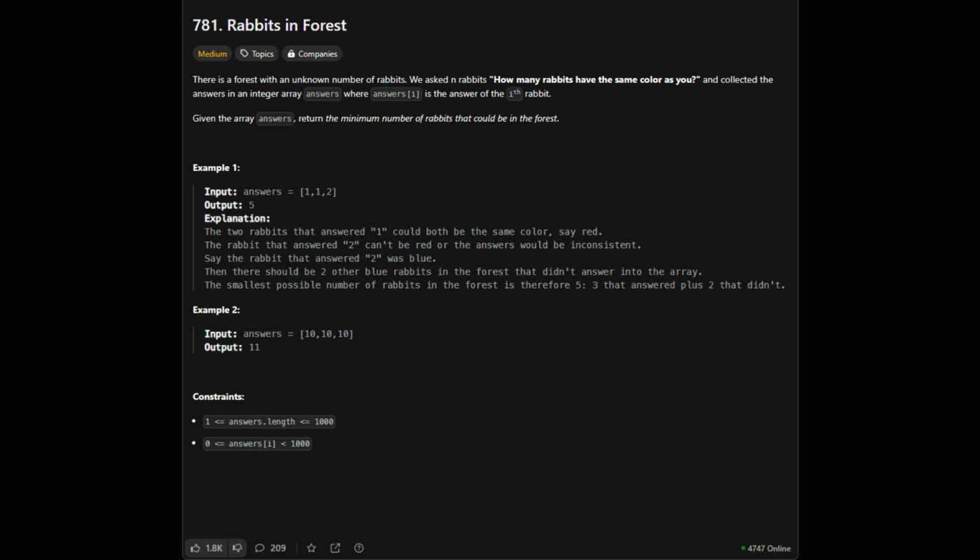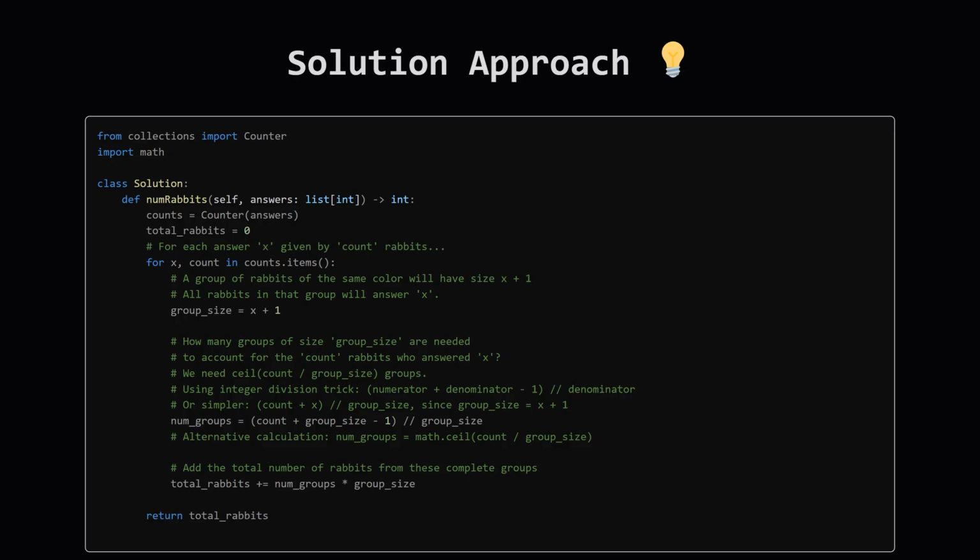Today's problem is number 781, Rabbits in Forest. Spoiler alert incoming, so pause if you want to try it yourself. The goal is to figure out the minimum total number of rabbits in a forest based on answers some of them give to a specific question: how many other rabbits have the same color as you? Here's the Python solution I came up with.